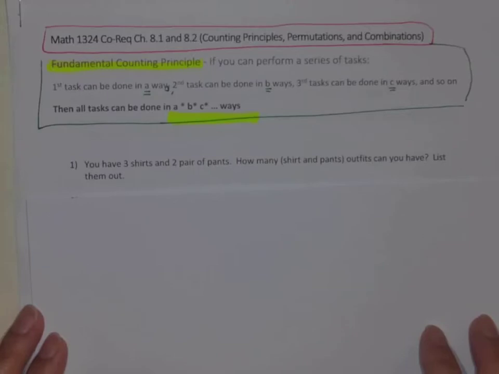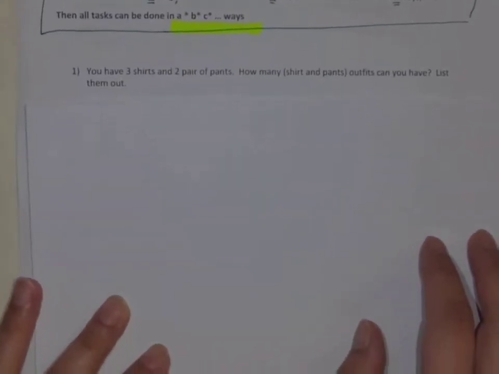If you can perform a series of tasks, where the first one can be done A different ways, the second one B different ways, and the third one C different ways, then all tasks can be done in A times B times C ways. So let's look at some examples together.